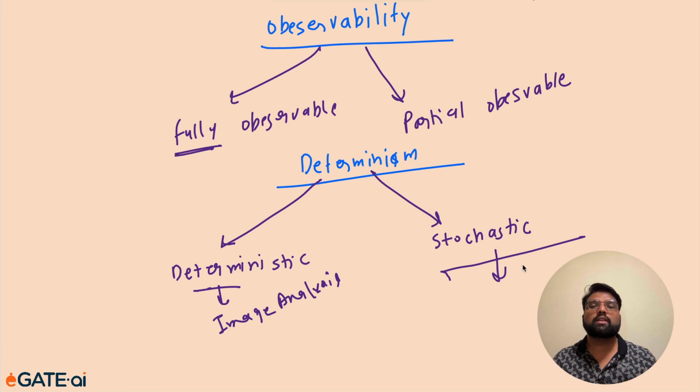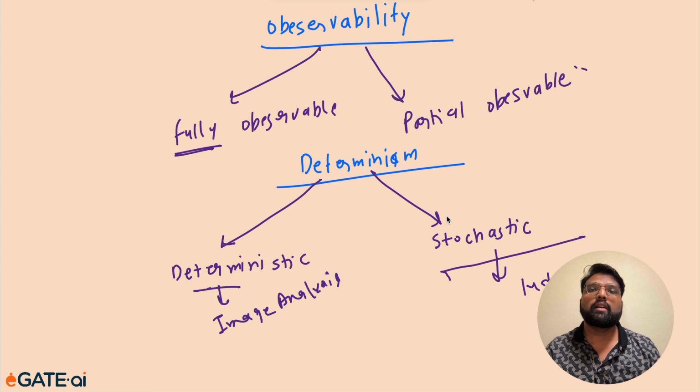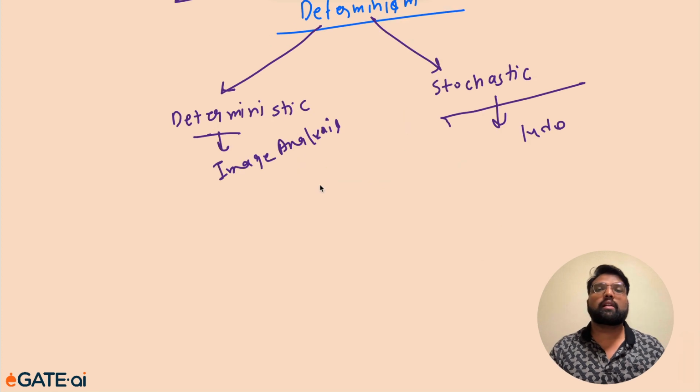But in stochastic, let's take the example of Ludo, right? In Ludo, you cannot determine, by taking the current state and the current action, what would be the next state of the environment, right? So then the environment is a stochastic environment. One interesting thing to note here is that partially observable environments may look stochastic to the agent, because since the agent cannot see the whole environment, it cannot be very sure that by taking a particular action what would be the next state of the environment. Another category can be based on episodicity.